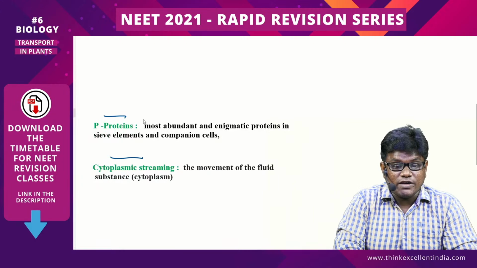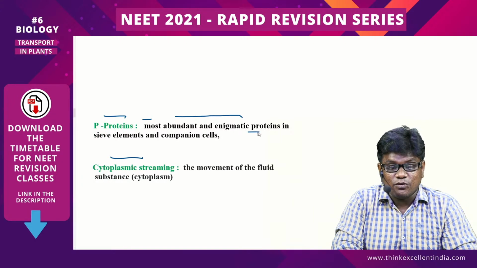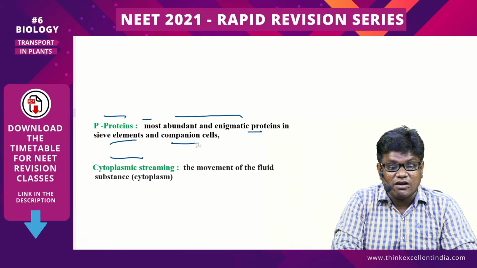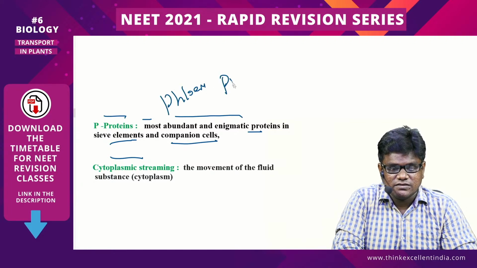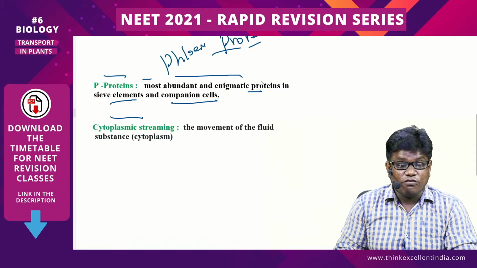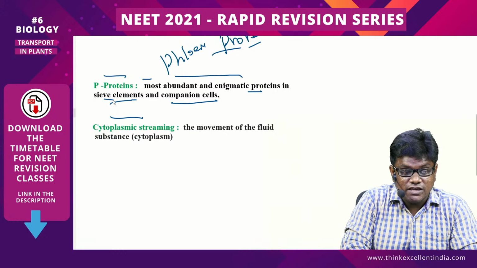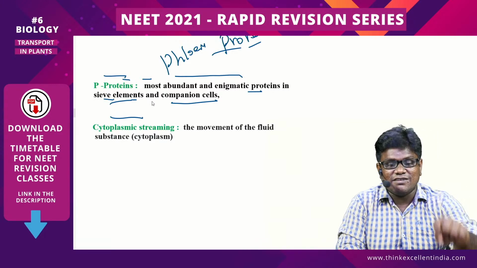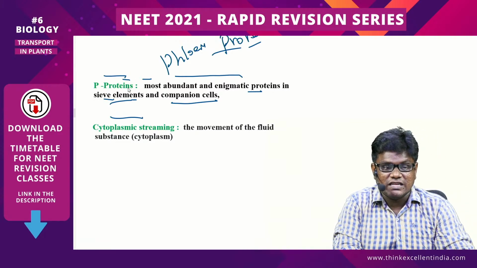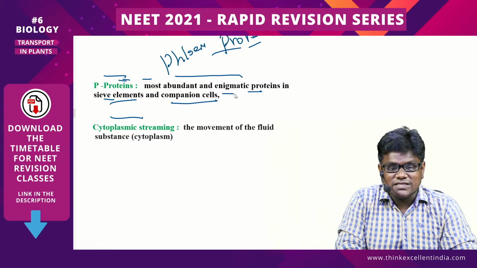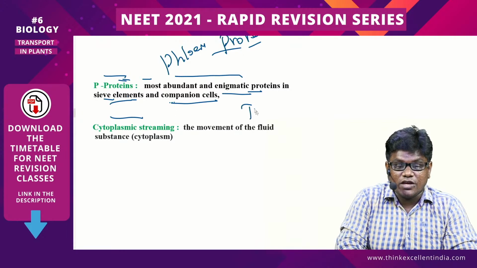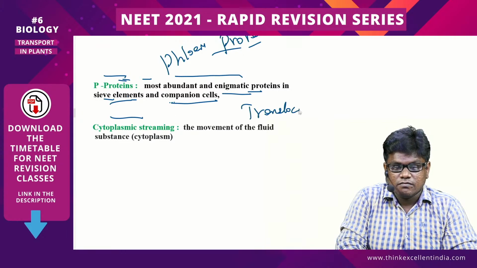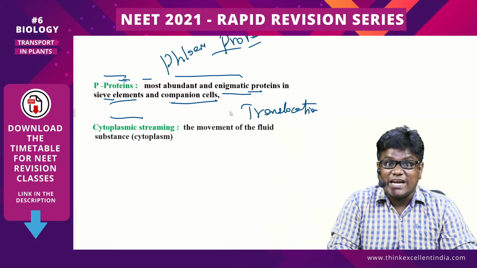And P proteins are the most abundant proteins present inside the sieve elements or companion cells. They are nothing but phloem proteins, and phloem proteins are also important inside the phloem. The enzymatic proteins present in those regions of the phloem are actually helping the translocation process.